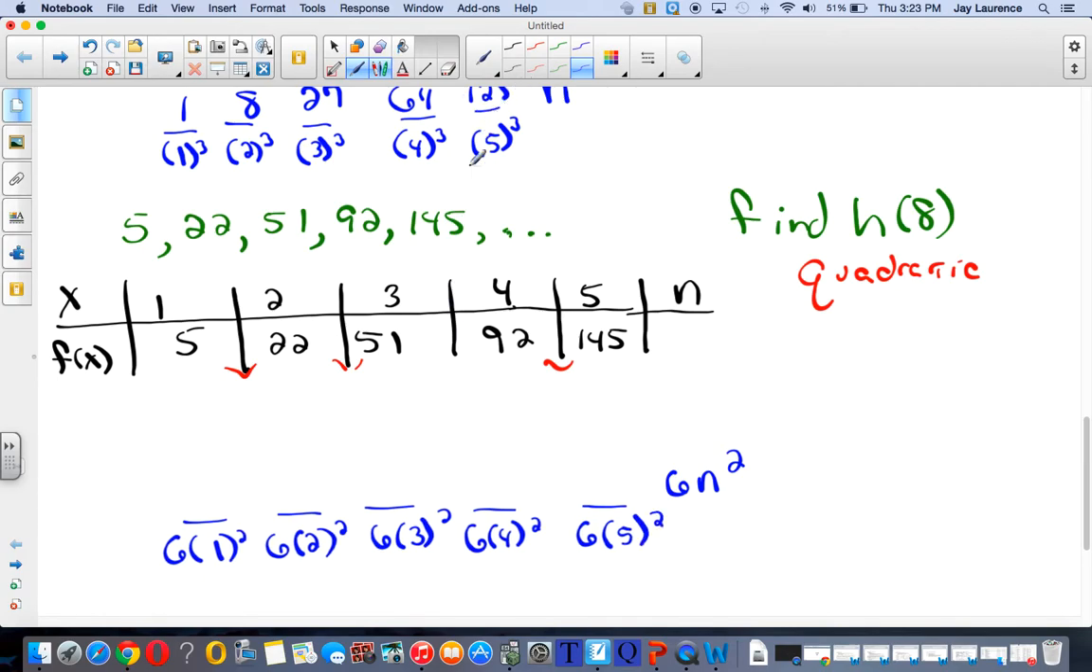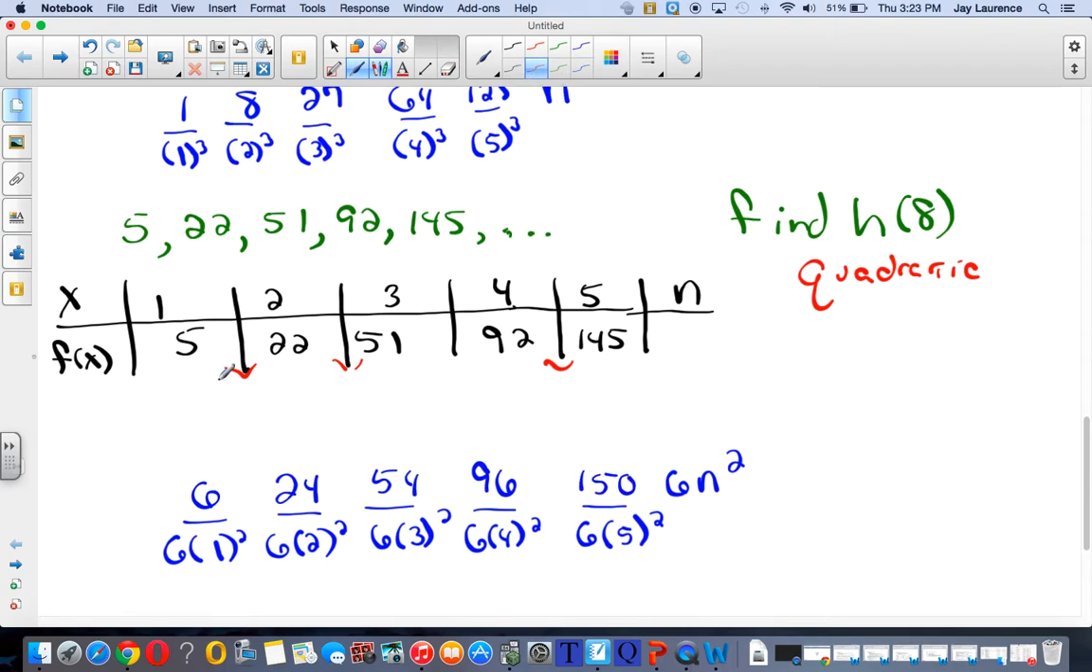All right, so 1 squared is 1 times 6 is 6. Remember, you got to follow the order of operations. This is not 6 squared. It's 1 squared times 6. 2 squared is 4 times 6, 24. 9 times 6 is 54. 16 times 6 is 96. 25 times 6 is 150.